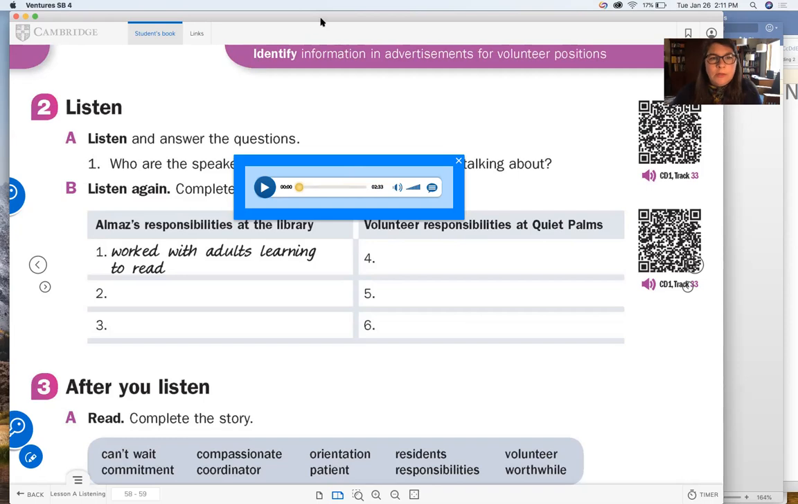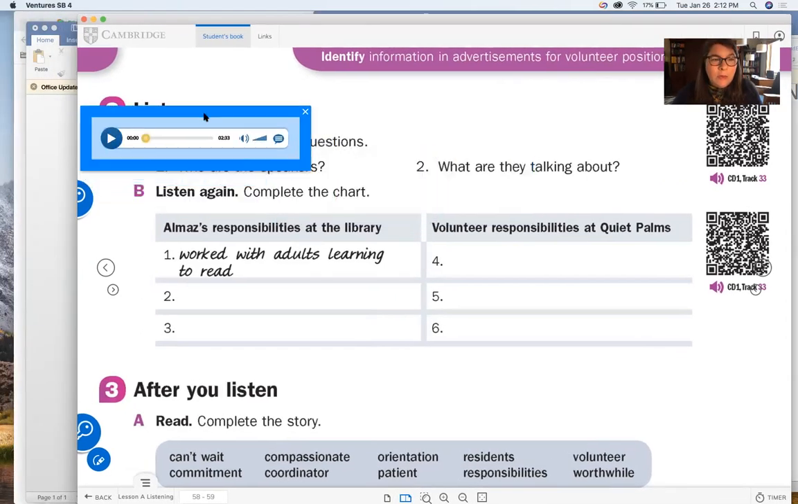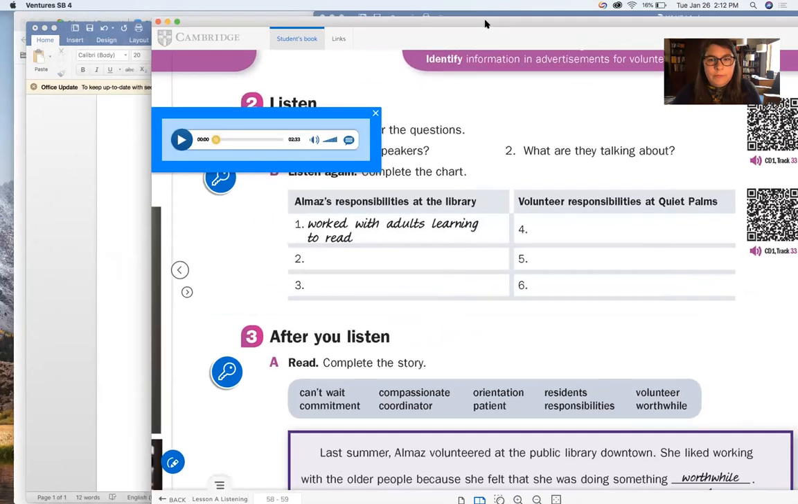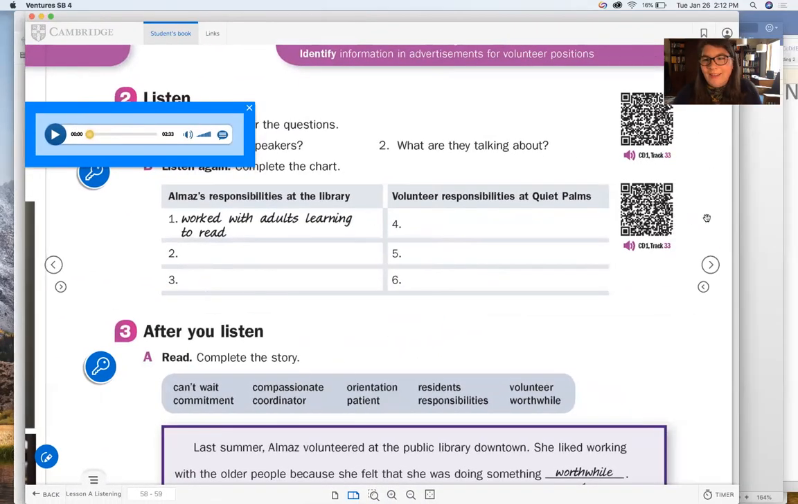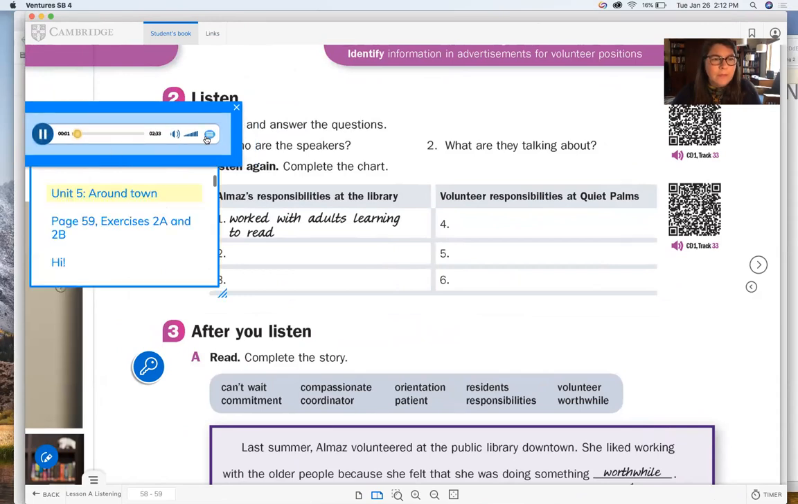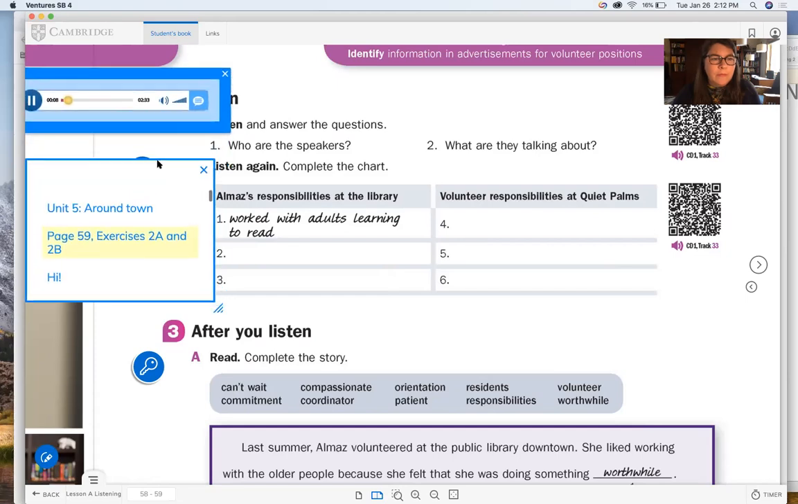I'm also going to move this over so you can see what you're listening to as well. Let's see. Need to make this a little bit smaller. One second. My computer is small. Let's try this. Okay. Unit 5, Around Town. Is that okay? Page 59, exercises 2A and 2B.